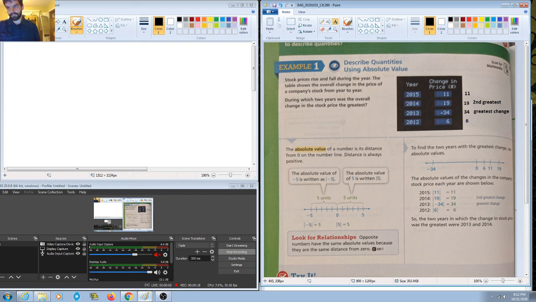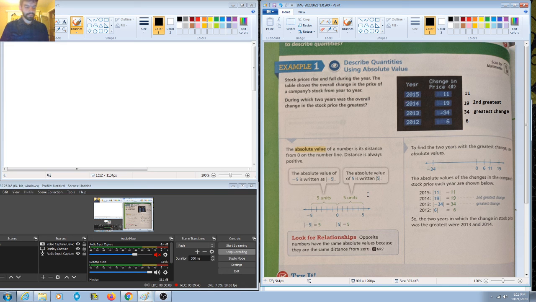Okay, so that just goes into a little bit of why absolute value is always positive, because it's a distance. You can't run negative 2 miles, you know. Alright, so this next part also shows that 2 opposites will always have the same absolute value, and that's because they're the same distance from 0.